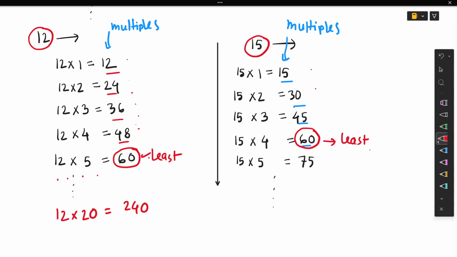Least. So it is also common, and these are multiples. Therefore 60 is the LCM of 12 and 15. Okay.